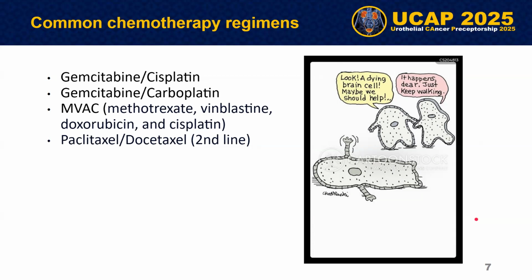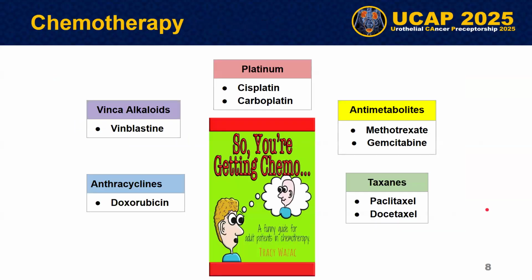So the common regimes used are gemcitabine cisplatin, gemcitabine carboplatin, MVAC, or a combination of methotrexate, vinblastine, doxorubicin, and cisplatin, paclitaxel, and also docetaxel. To be honest, MVAC is not really commonly used as this regime can be quite toxic and hard to administer to patients. So I've classified these into 5 main groups, being anthracycline, vinca alkaloids, platinum, antimetabolites, and taxane. So by understanding these main classes, you are able to understand the mechanism of action better.